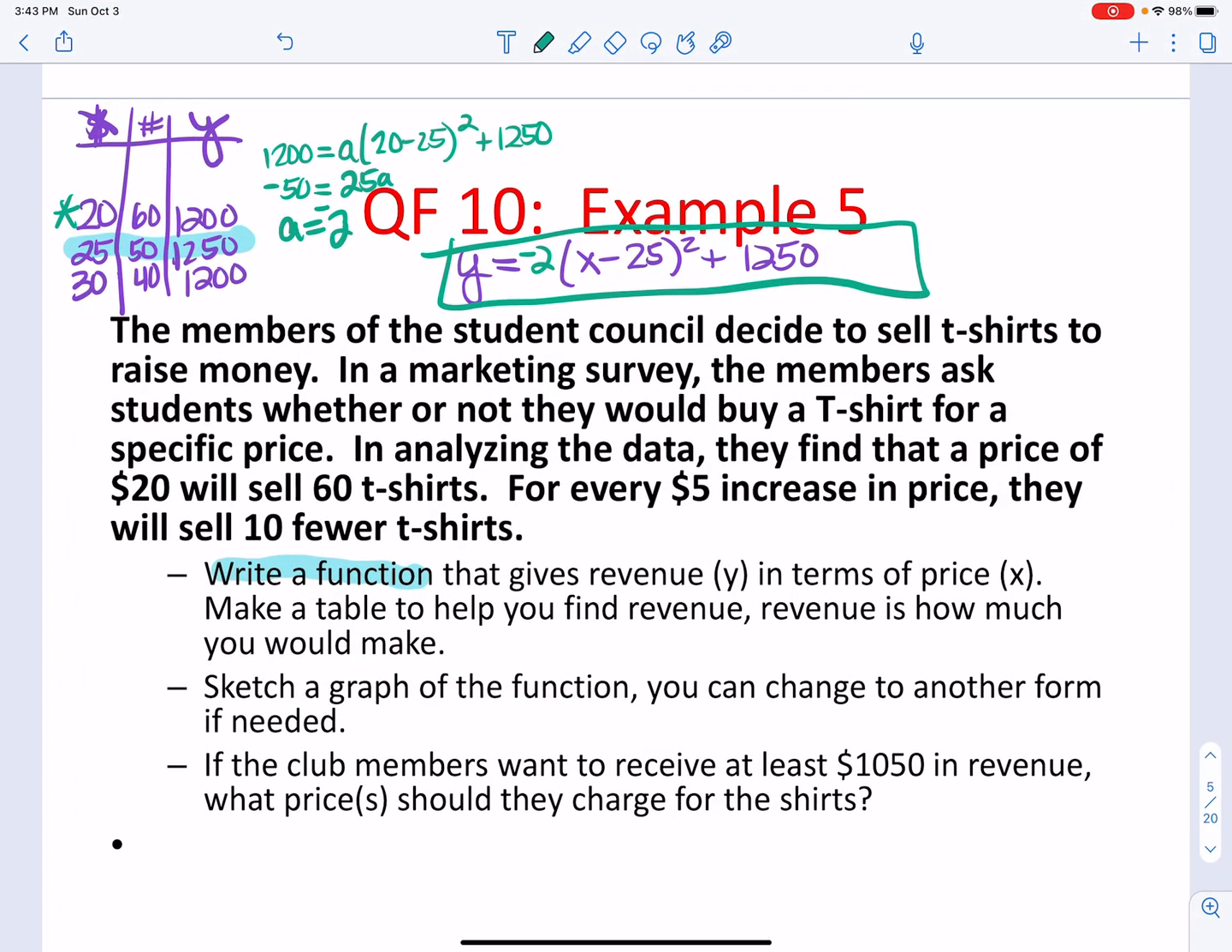Now, some kids, though, they just kept doing the pattern. Because if I would have done 15, this would have been 70, which is 1050. So I would have gotten it if I just kept doing the pattern. All right.